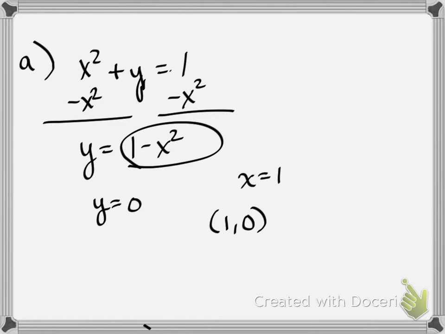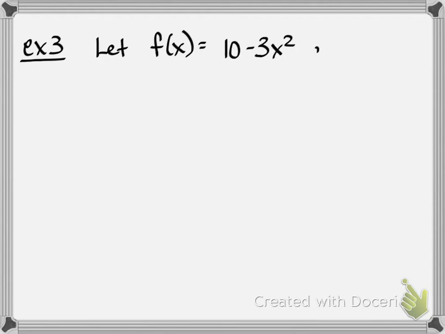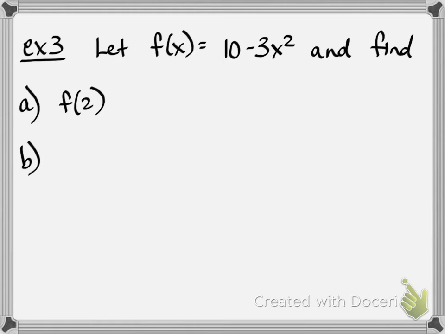Okay, example 3 moves on to something that I think is more fun. We're going to let f of x equal 10 minus 3x squared and find A, f of 2, B, f of negative 4, and C, f of x minus 1. So this is our function rule, and this is the x value that we're going to substitute into this rule to figure out what f of x equals.